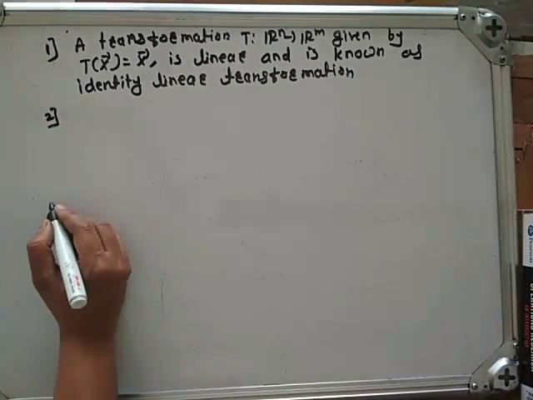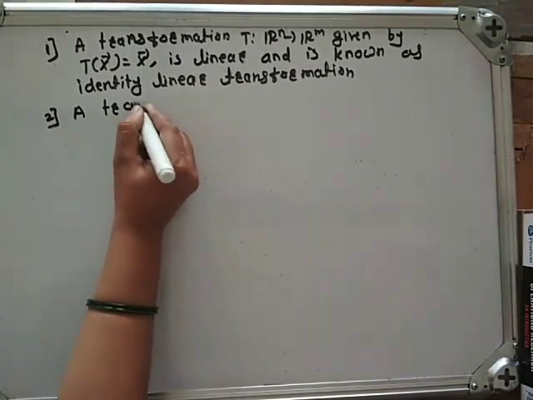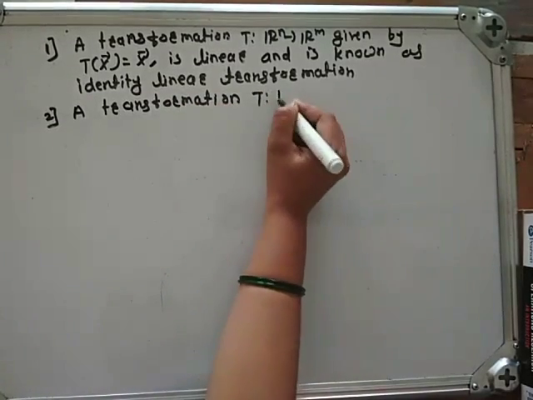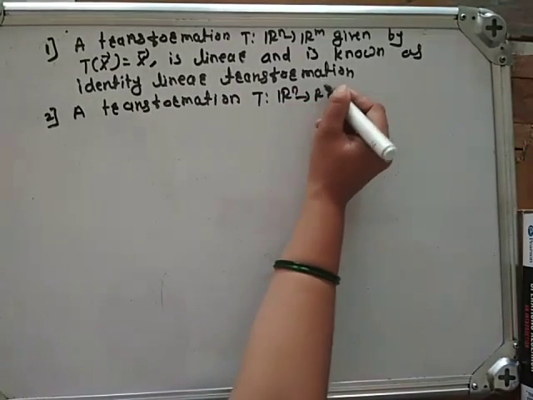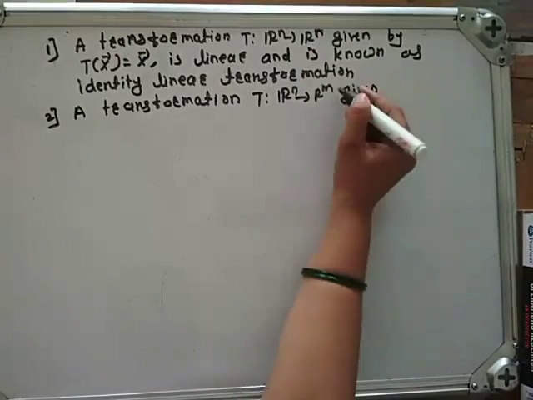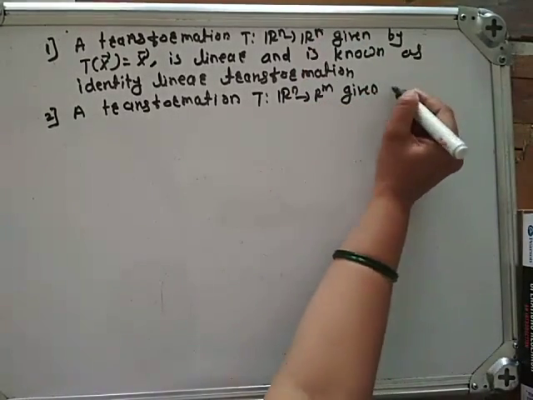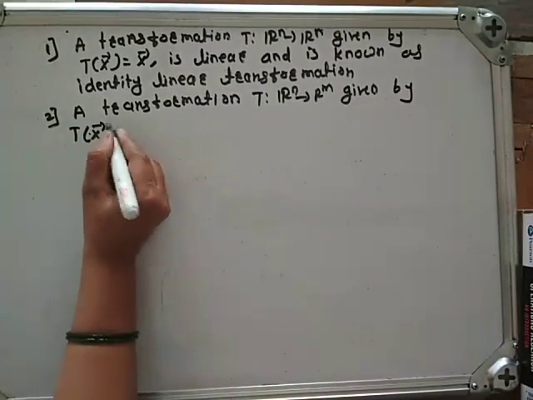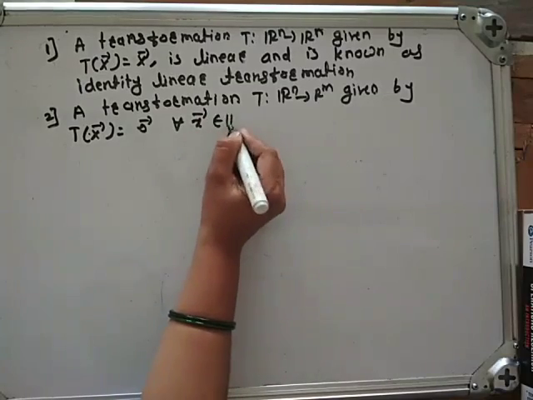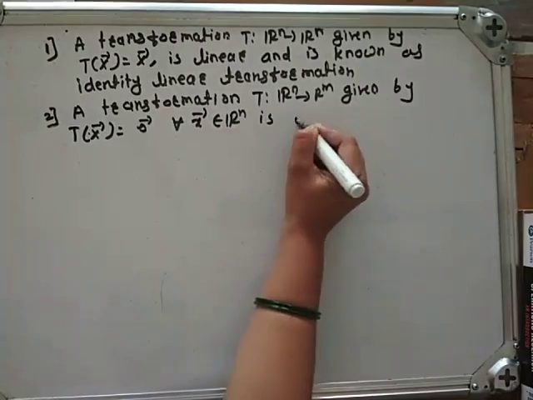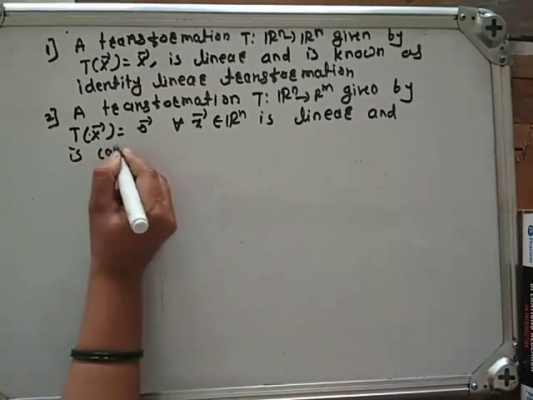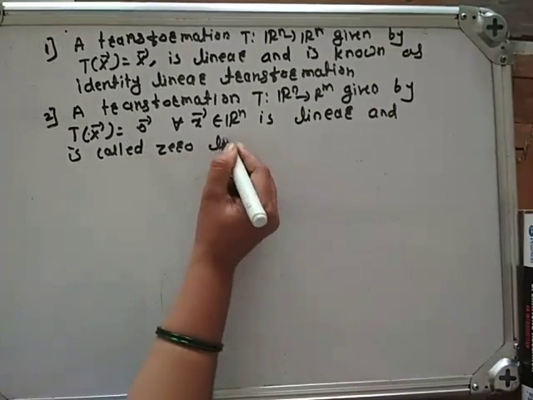Second example is a transformation T from Rn to Rn given by T of x bar is equal to 0 bar for all x bar belongs to Rn is linear and is called zero linear transformation.